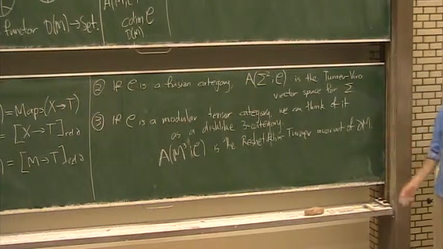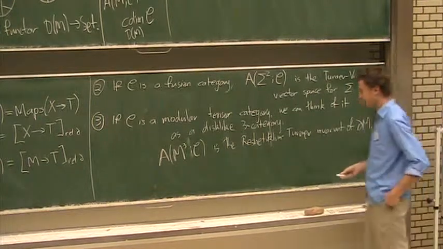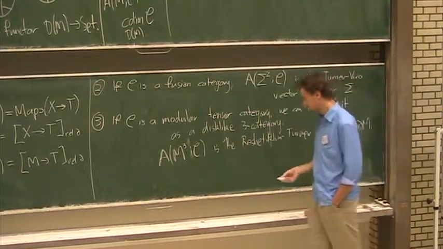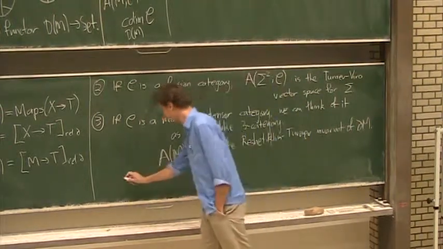Okay. Could you discuss a little bit how you do this? How you see that that's what you get? And how do you define this three category? Oh, from a modular tensor category? Oh, okay. So let me say exactly what it is. So let's do it along here.